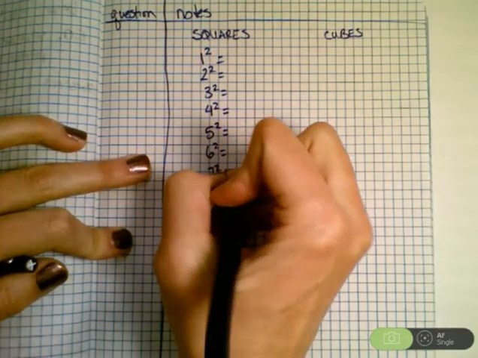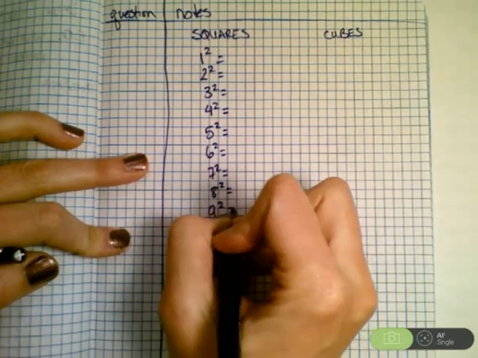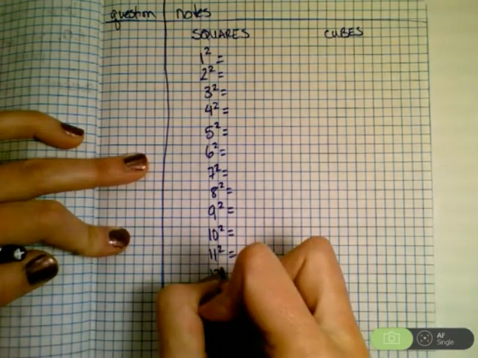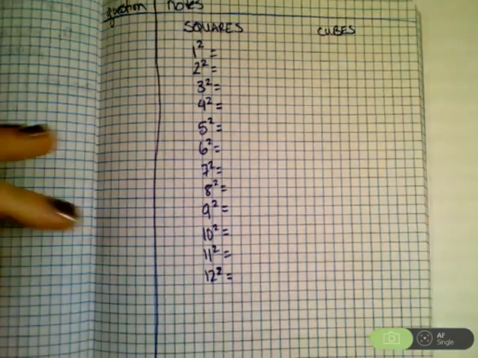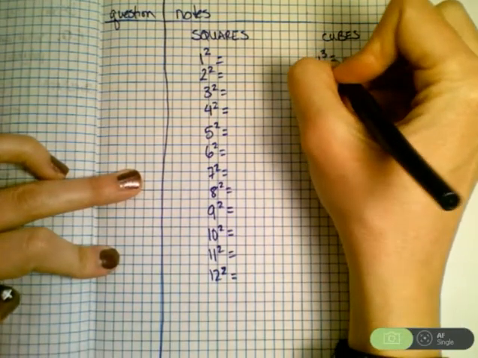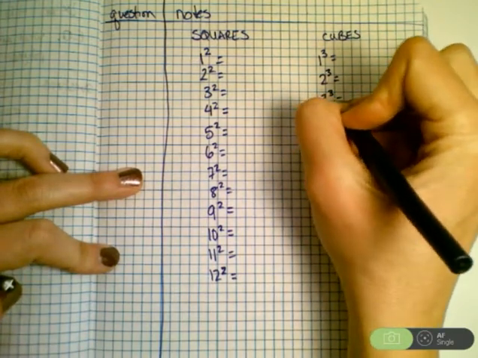And if you want to do this on your own time, you don't have to watch me do it. But you want this all on one page. We're going to come back to this again and again. And then for cubes, you can just go up to 10.